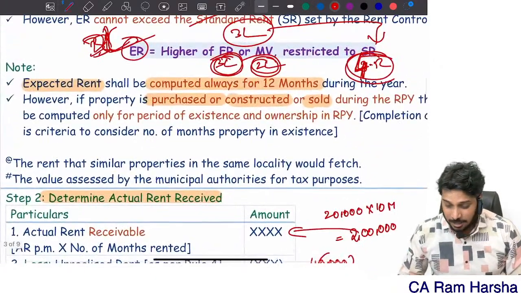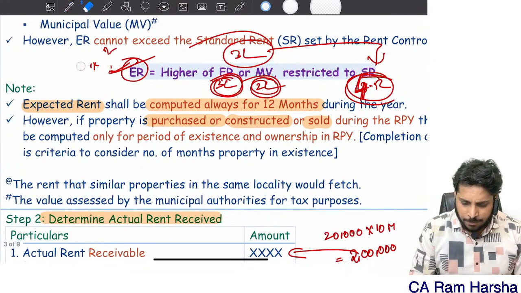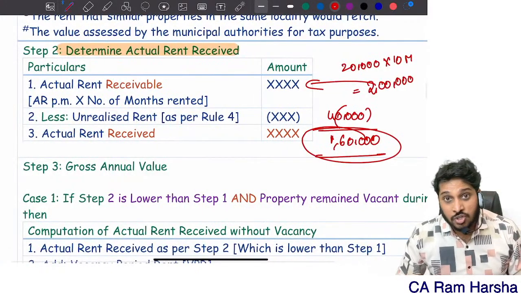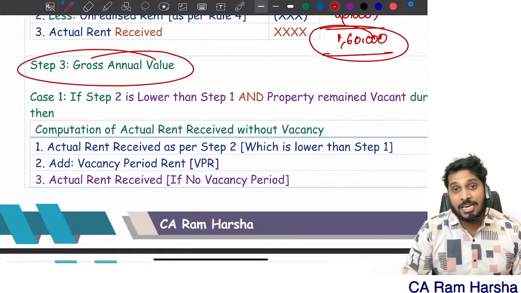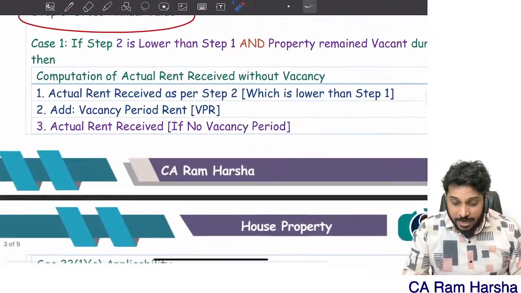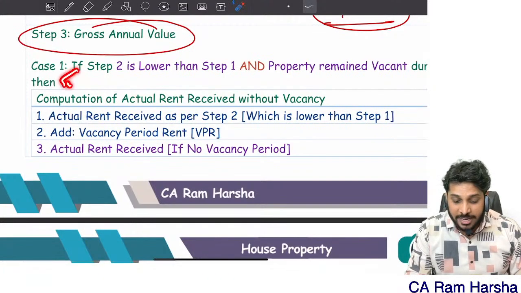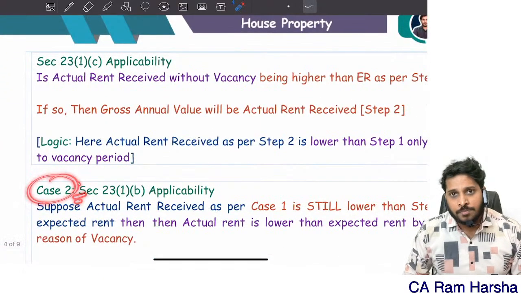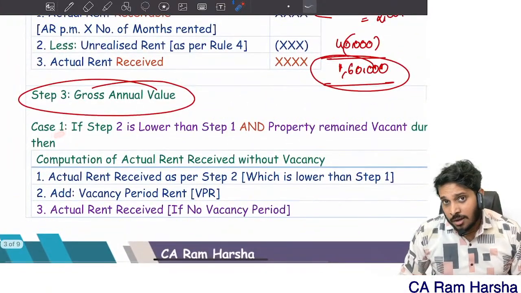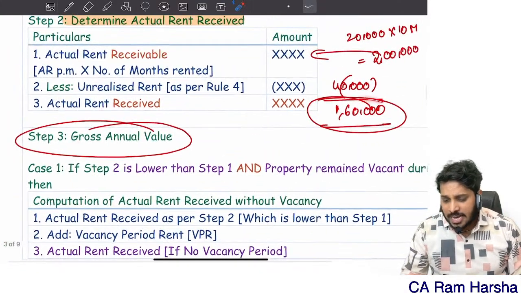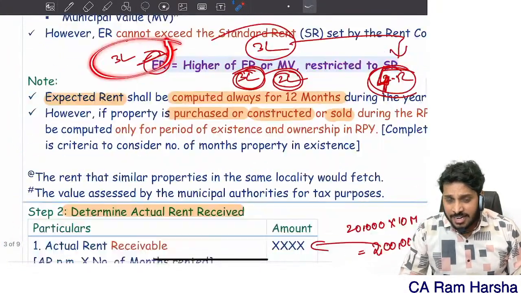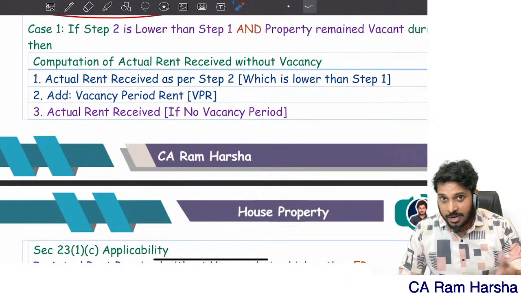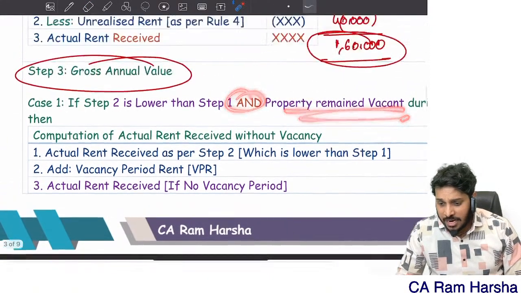Suppose here expected rent is 3 lakh. Actual rent received is 1 lakh 60. Now step 3. In step 3, I always tell students to go by case. There is case number 1 and case number 2. First apply case number 1. As per case number 1, is actual rent received lower than expected rent of 3 lakh? Yes, sir. Actual rent is lower than expected rent. And is the property vacant? Yes, sir.